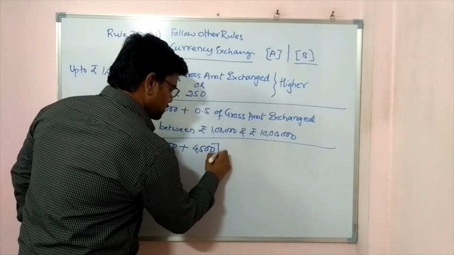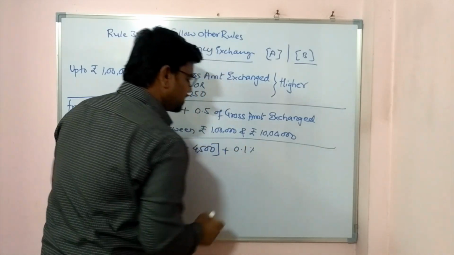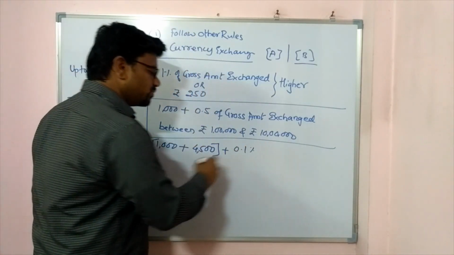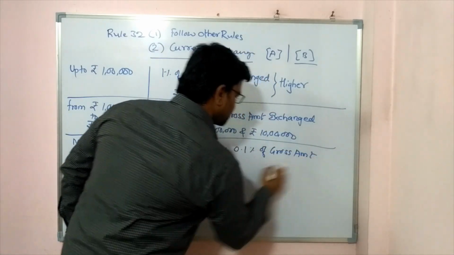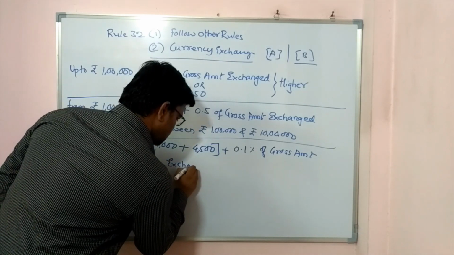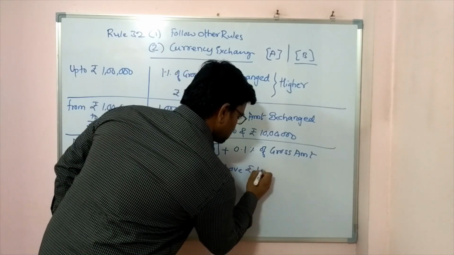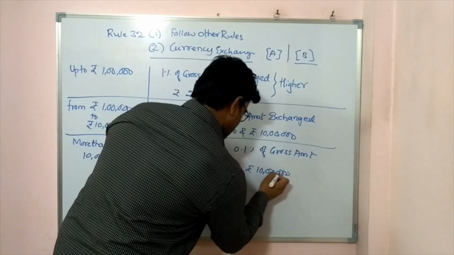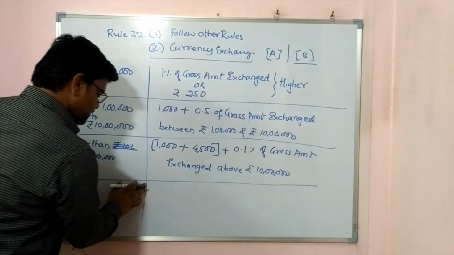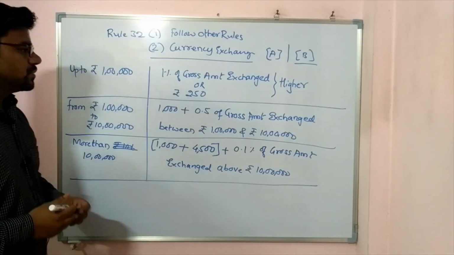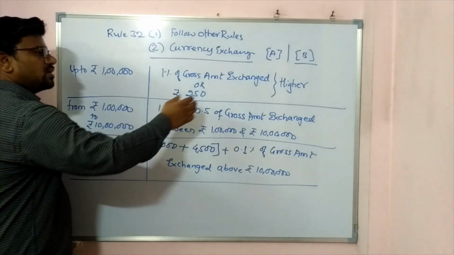This plus 0.1%, I'm writing 0.1%, not 1%, 0.1% of gross amount exchanged above rupees 10 lakh. This also ends here. There is no part of this. Now this is like your income tax slab. This is how part B says.